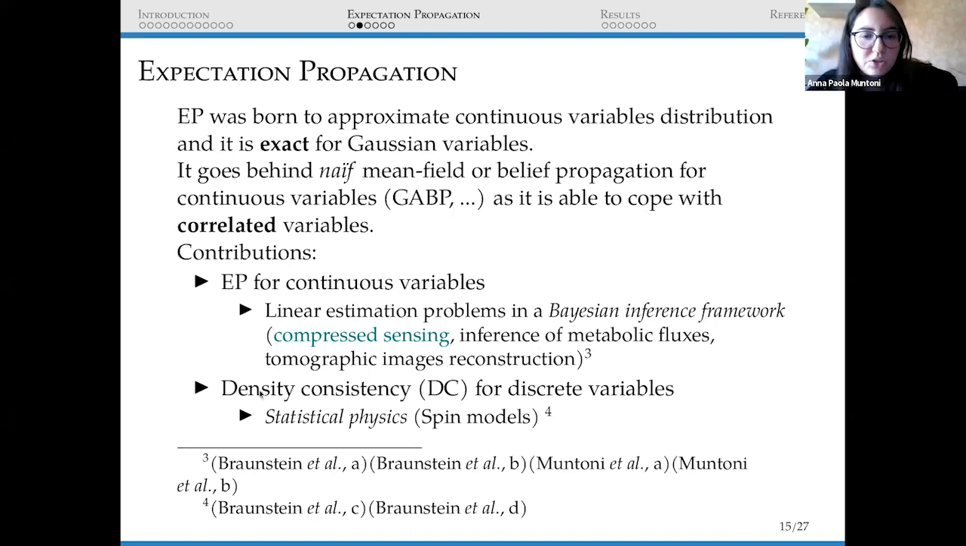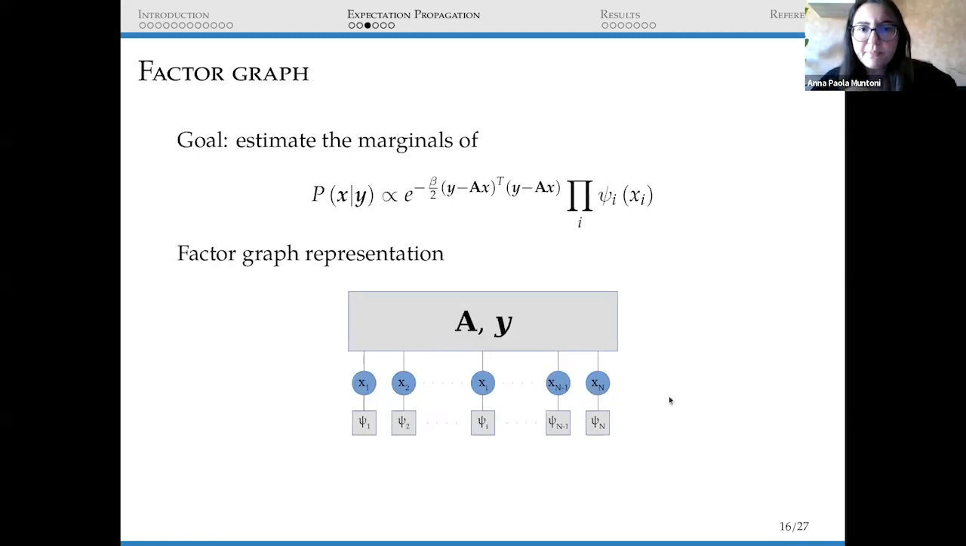And I want to mention that if instead you want to deal with discrete variables instead of continuous variables, there is a new version of it that has been developed by some people in my lab, the density consistency approximation, which has been applied to statistical physics models, in particular to spin models, and I also participated in the Ising inverse problem solution using these techniques. So in general, it is very, very powerful, and I will give you the details of how it works now.